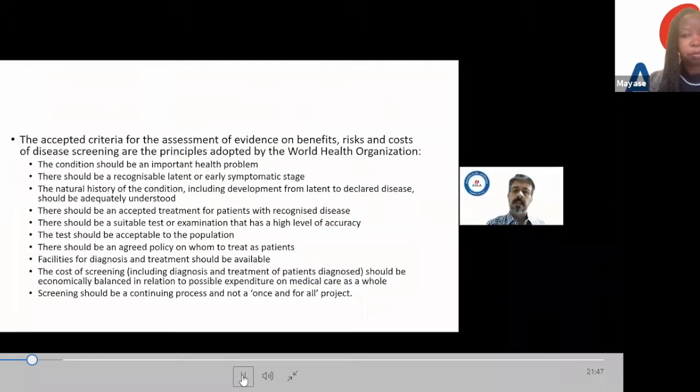The WHO document really identifies acceptable criteria for what you should look for in diseases before going ahead and screening. And they state that disease should be an important health problem. There's no question that sickle cell disease is an important health problem. And we know that by the fact that 50% of children in parts of Africa who are born with sickle cell disease unfortunately die before the age of 5 years.